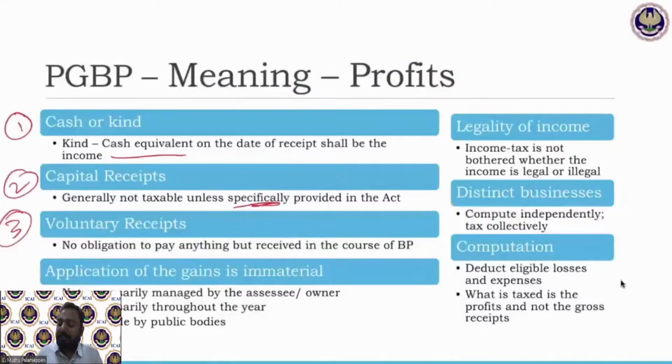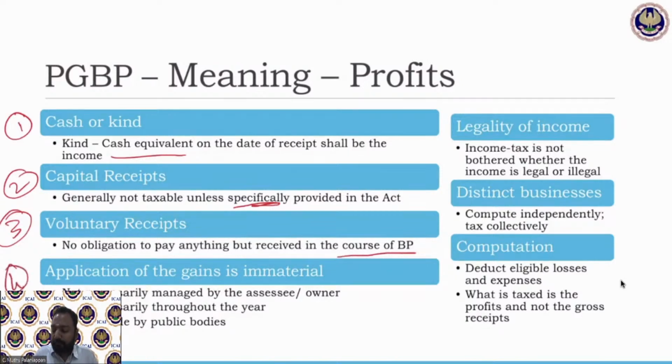What the law says is it could also be voluntary receipts, which means there is no requirement, but you're still receiving something in the course of business or profession. In the course of business or profession, I'm getting some extra money for some work I've done earlier or for no work. It could be any reason, but I have received extra money. This is a voluntary receipt, and it is also a profit and gain of business or profession.